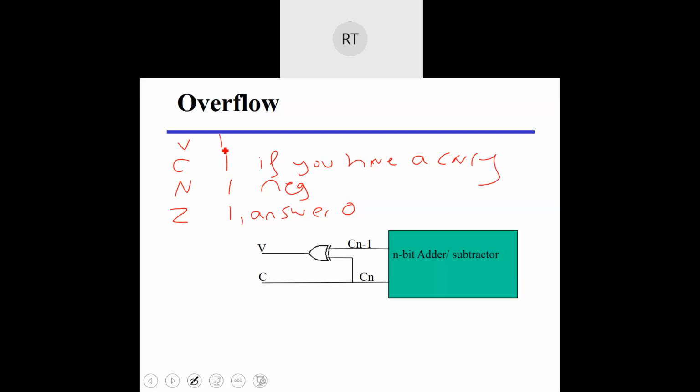And V is going to be 1 if you have an overflow. What do you call these? These are called status bits, and they really help the CPU with the control. So if you are comparing A with B, and A is less than B, then N is going to be 1, for the answer, I mean. All of these status bits are for the answer of the calculation.